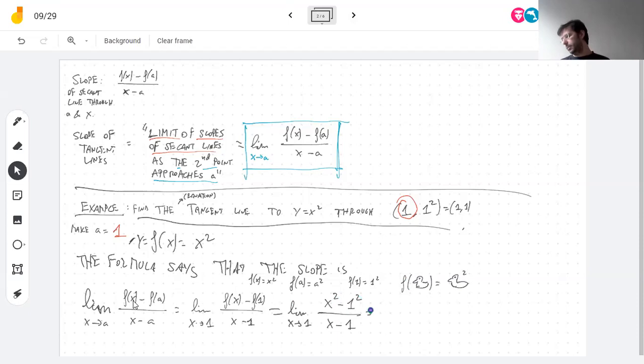So now I have this limit. And when you find it, you're going to see a lot of 0 divided by 0 here. So we need to simplify it somehow. What do I do with this limit?